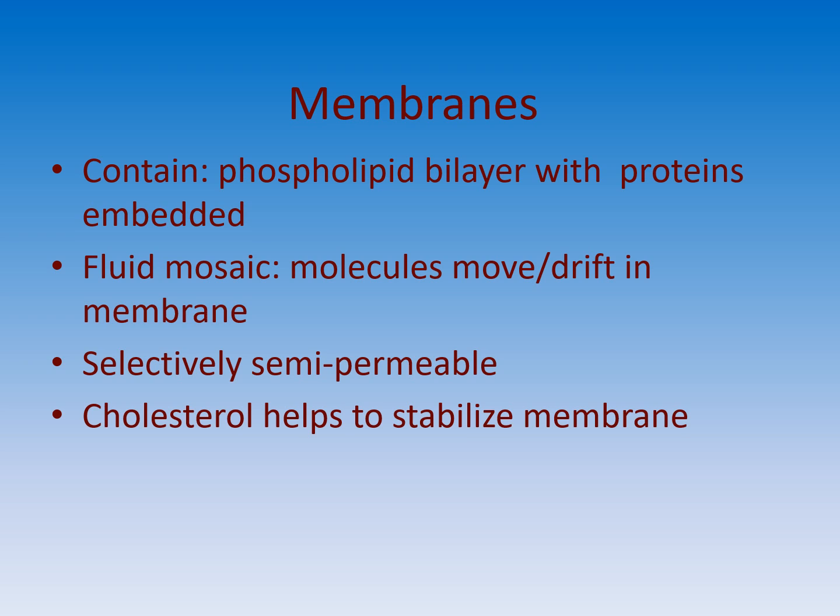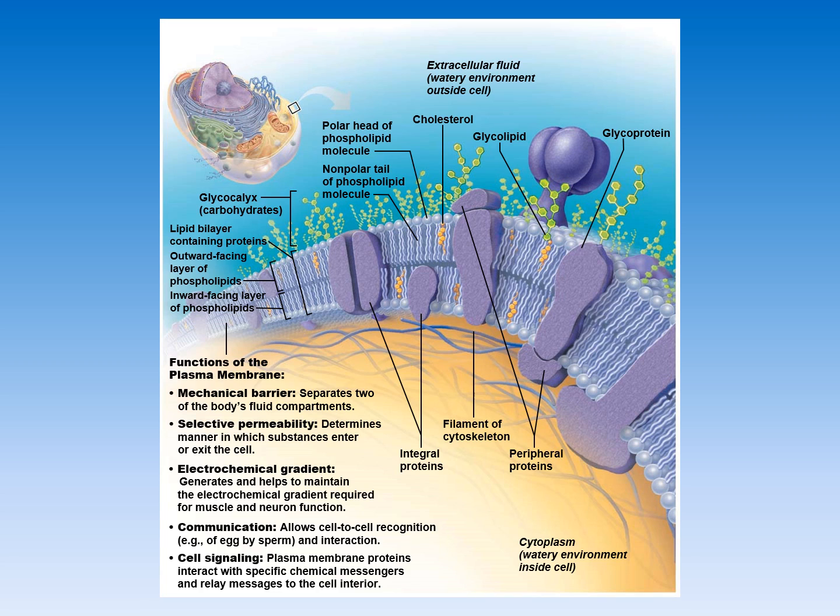Now, membranes are described as having a phospholipid bilayer with these proteins that are embedded in them. It's also described as having a fluid mosaic model, which just means that molecules can kind of drift in and out of the membrane. There's some side-to-side motion in there as well, kind of like seaweed drifting back and forth. It's selectively semi-permeable, meaning only certain things are going to be allowed to pass through. Cholesterol is a compound that helps to stabilize the membrane, so it's necessary that you do have some cholesterol.